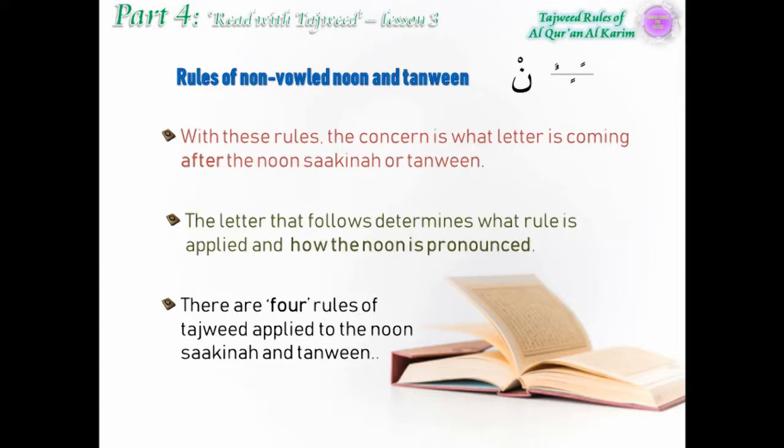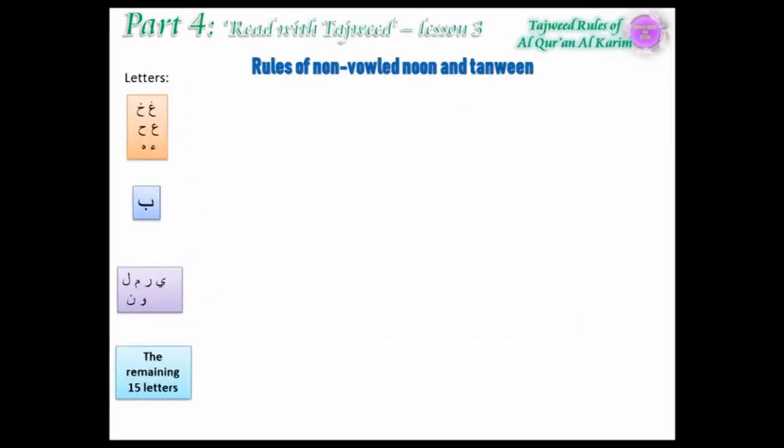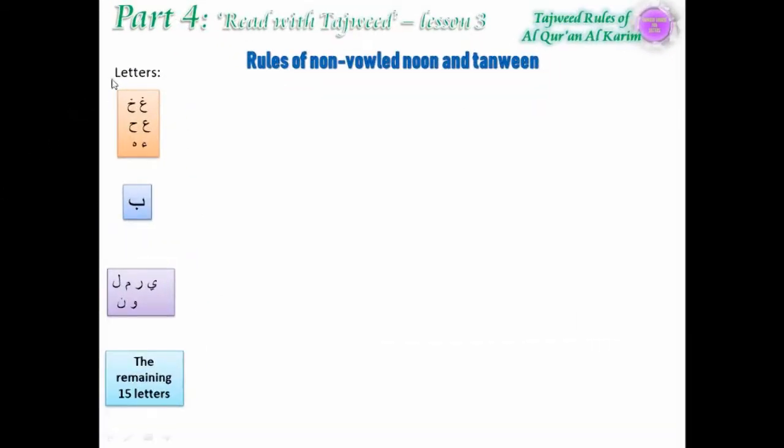So all of the letters are divided into 4 categories, the 4 rules. So whichever letter comes, whichever category or whatever rule it falls in, that's how we will be pronouncing the noon or the tanween. There are 4 rules of Tajweed applied to the noon as-sakina and tanween. So this is how the letters are divided, these 4 categories, 4 rules.